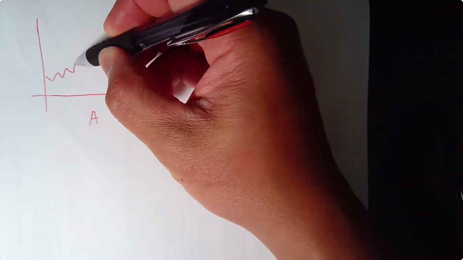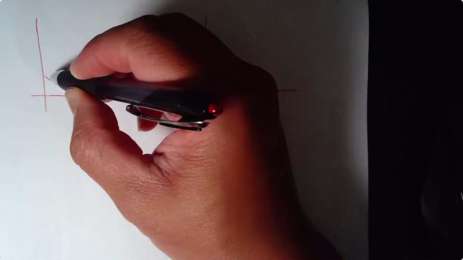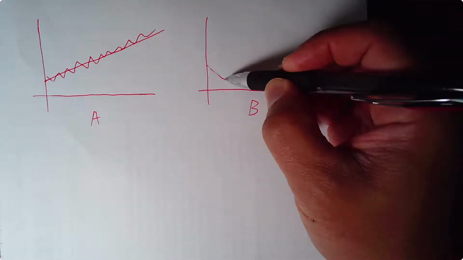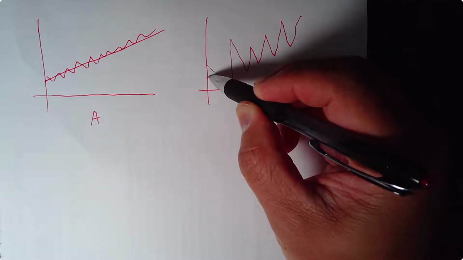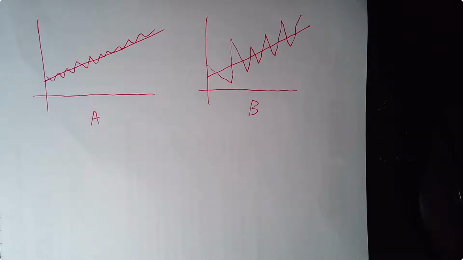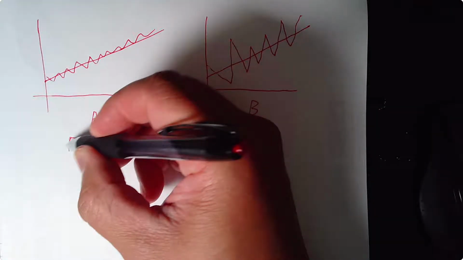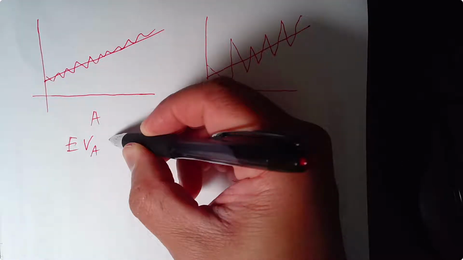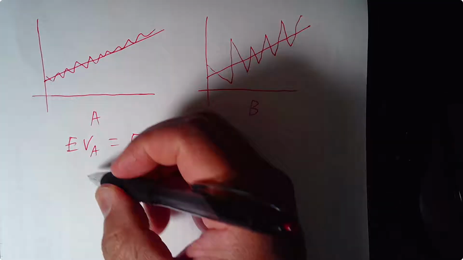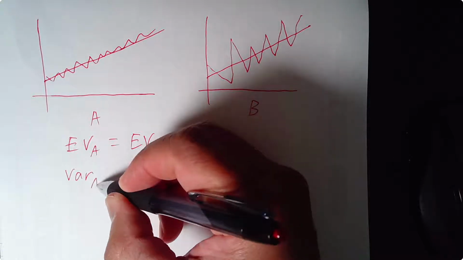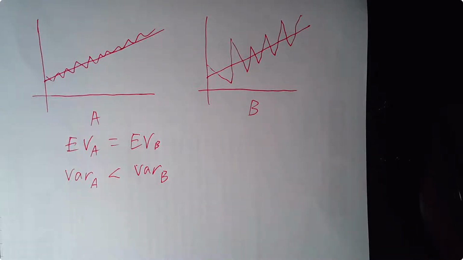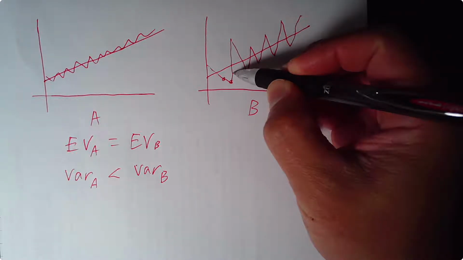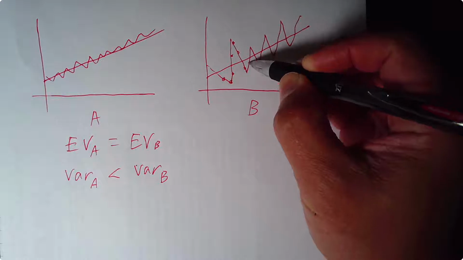But one stock, let's say, just bounces around like this, goes up and down like that, and has this trend here. And the other one is much more volatile, so it just jumps up and down like so. Now, if I draw a trend line between the two, they will have the same expected value. Expected value of A equals the expected value of B. However, the variance of A is going to be much less than the variance of B, because on average, each of the observations in B is much further away from the average, which is this line here.